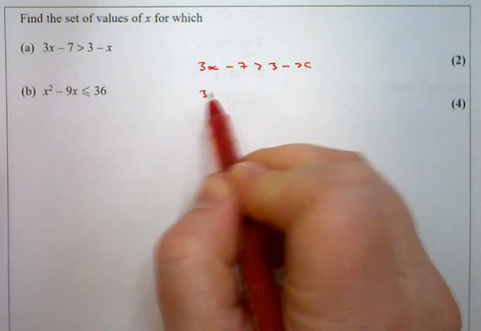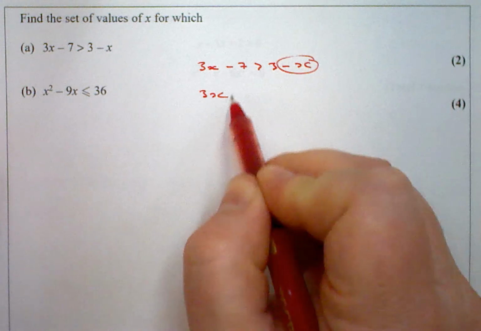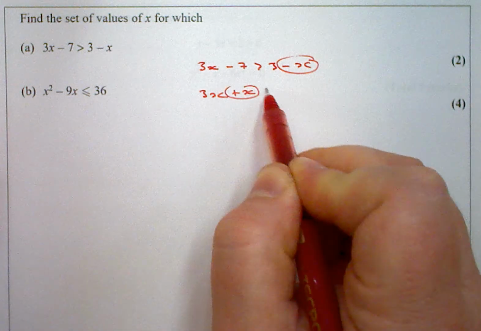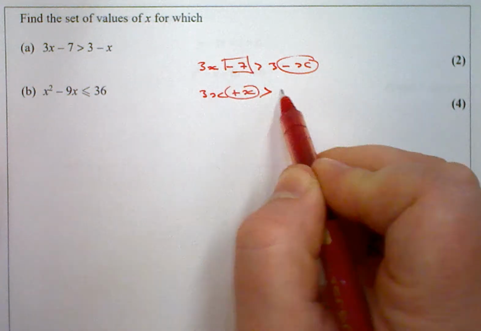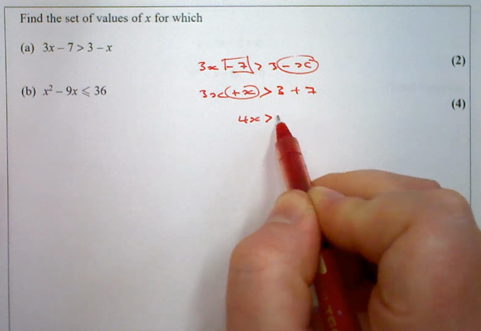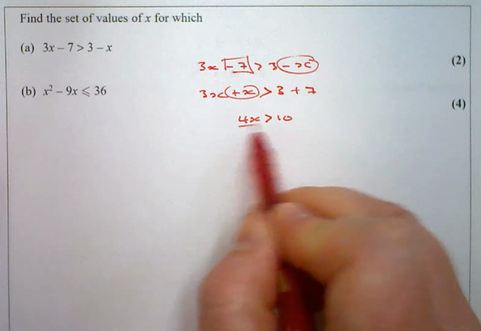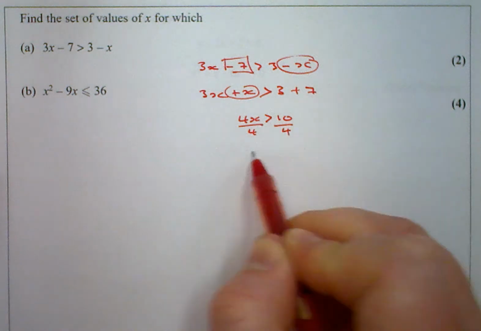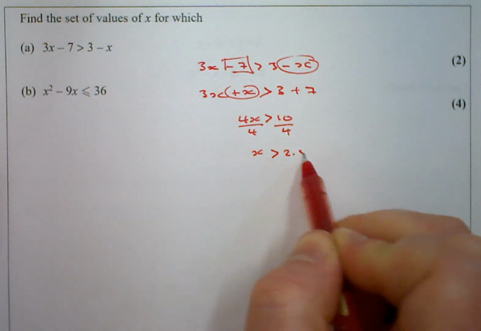Move the x's to one side, so the minus x becomes plus x, and the minus 7 becomes plus 7. Giving you 4x is greater than 10. And if you divide by 4, x is greater than 2.5.